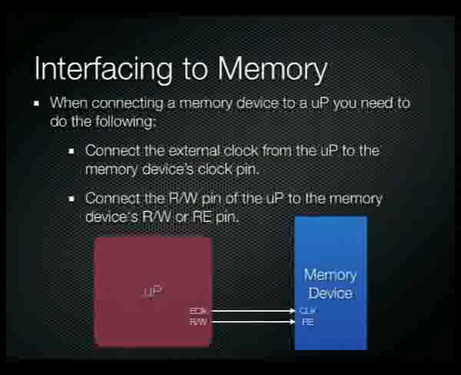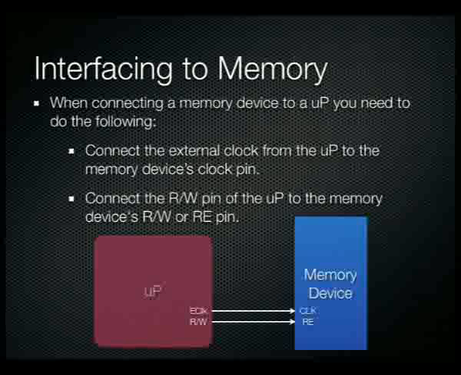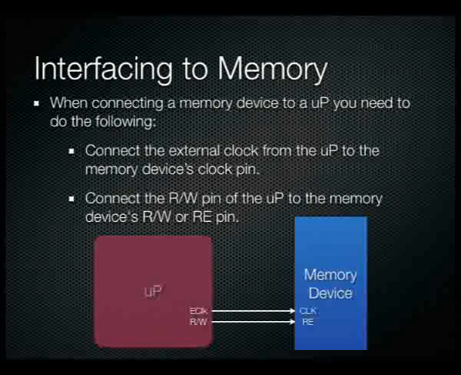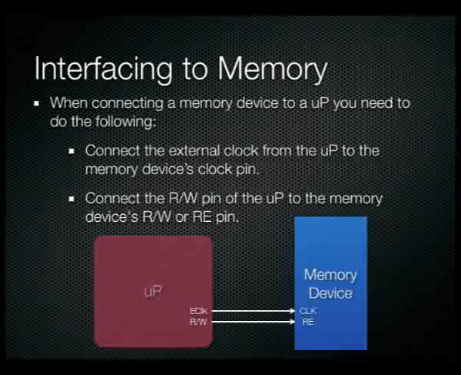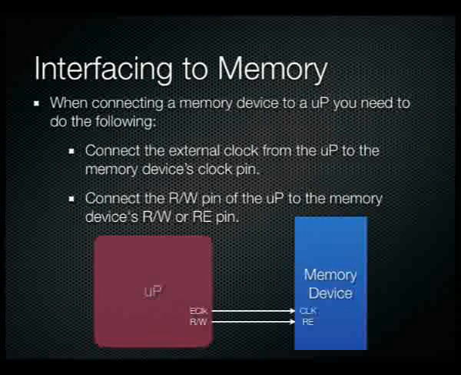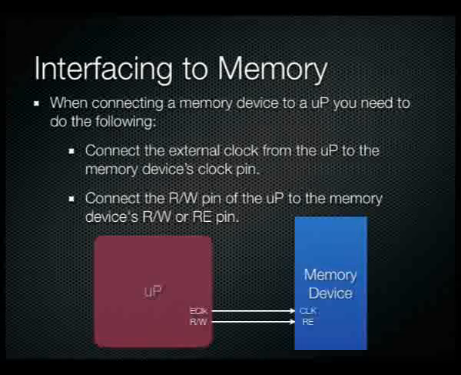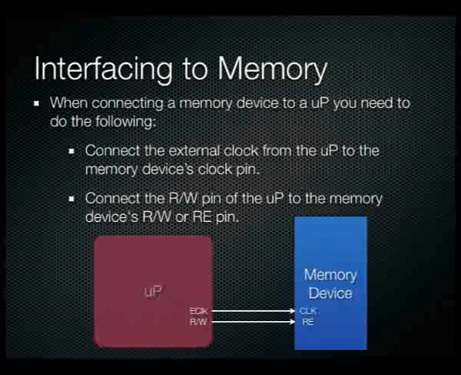So when it comes to connecting a memory device to your microprocessor, you basically need to do the following. You need to connect the external clock from the microprocessor to the memory device's clock pin, so that you can ensure that all the components are talking at the same rate. You connect the read-write pin of the microprocessor to the memory device's read-write or read-enable pin, depending on whether it's a ROM or a RAM device. So you connect them up. Therefore you've connected the control bus, and these are the two most important control pins that you need to connect.